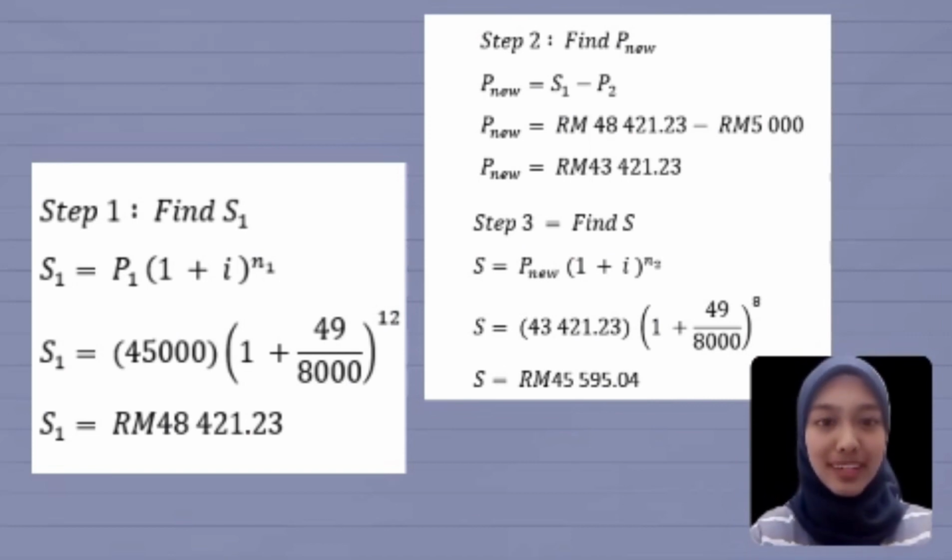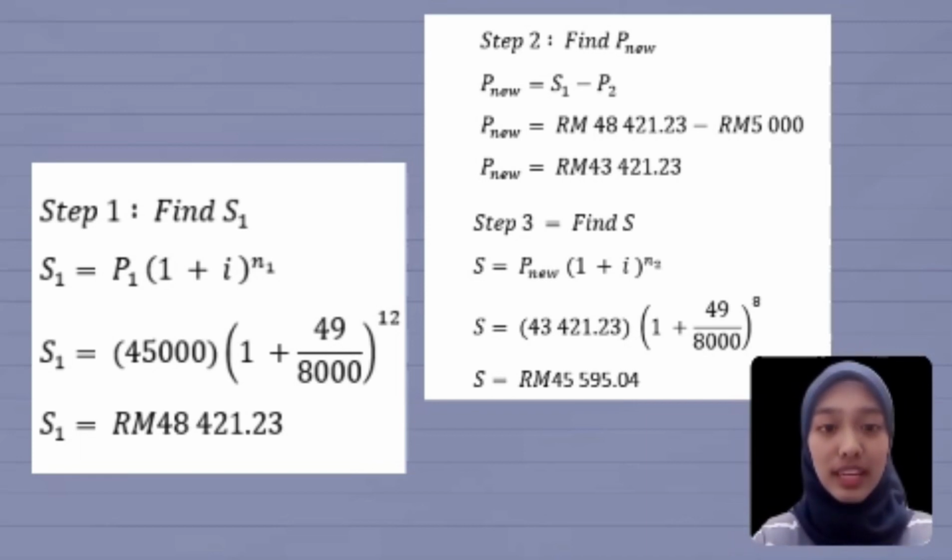Step 1 is to find S1. S1 equals P1 multiplied with 1 plus i, to the power of n1. S1 equals 45,000 multiplied with 1 plus 49 over 8,000 to the power of 12. And the answer is 48,421 ringgit 23 cents.